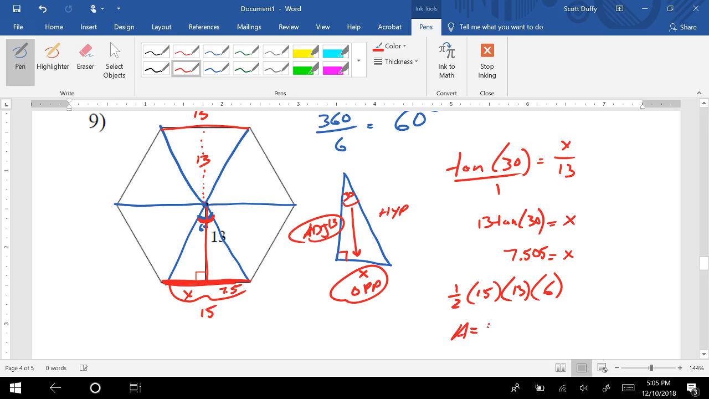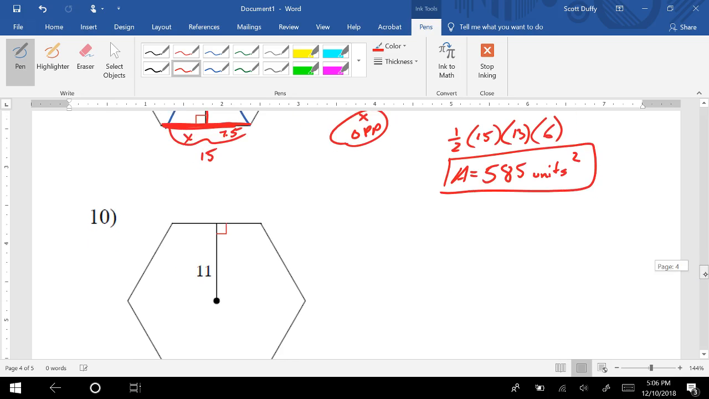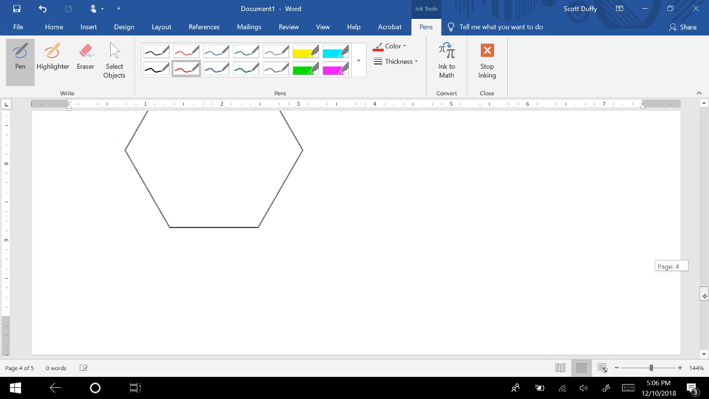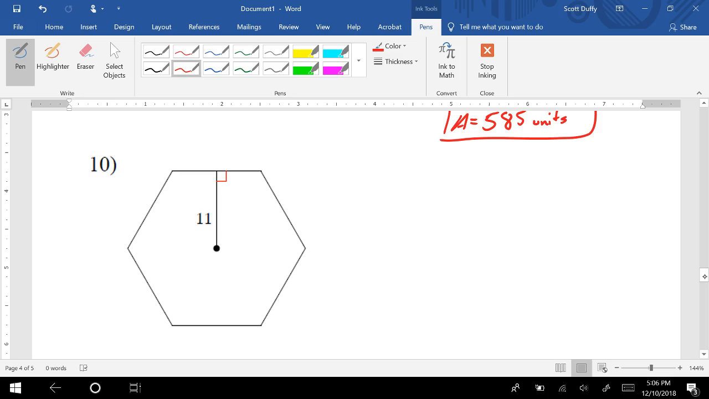And I get an area of 585 square units. Pause this video right now if you need to. We're going to do the next one the same way.